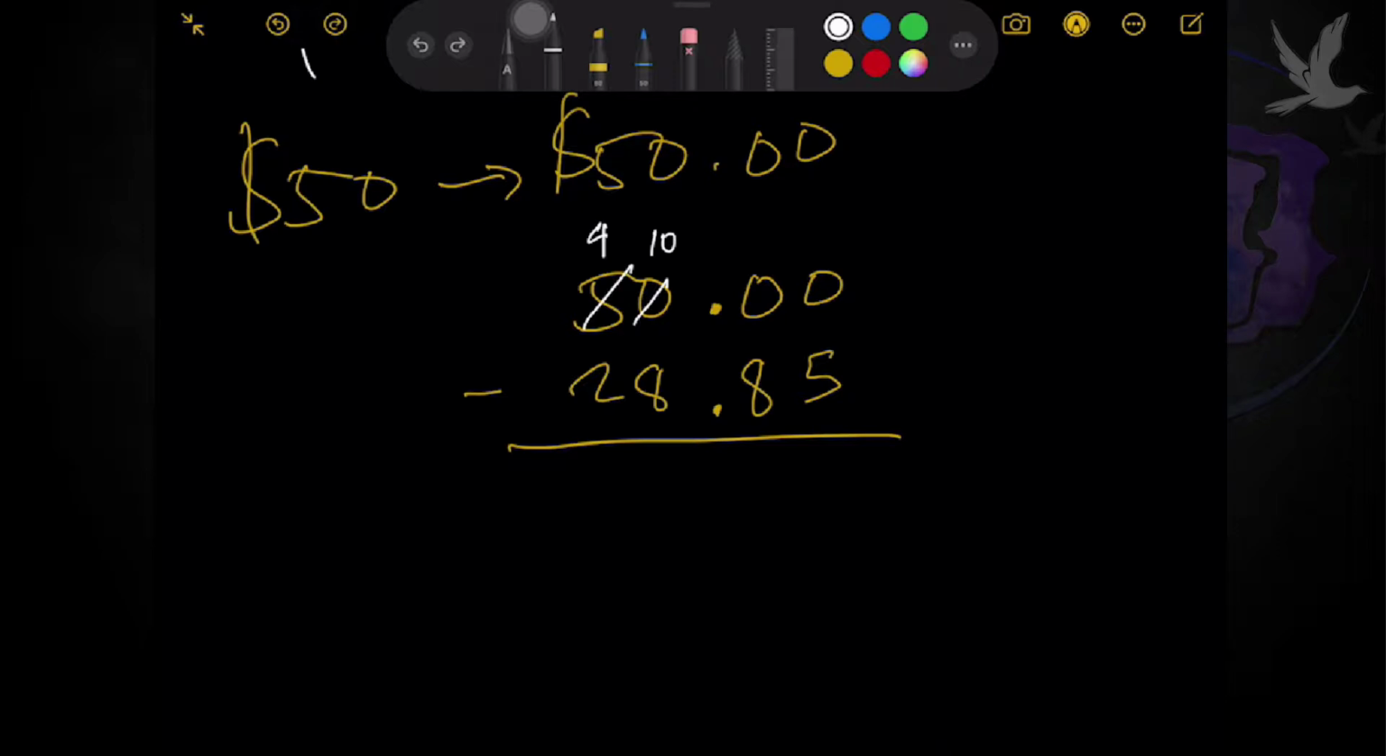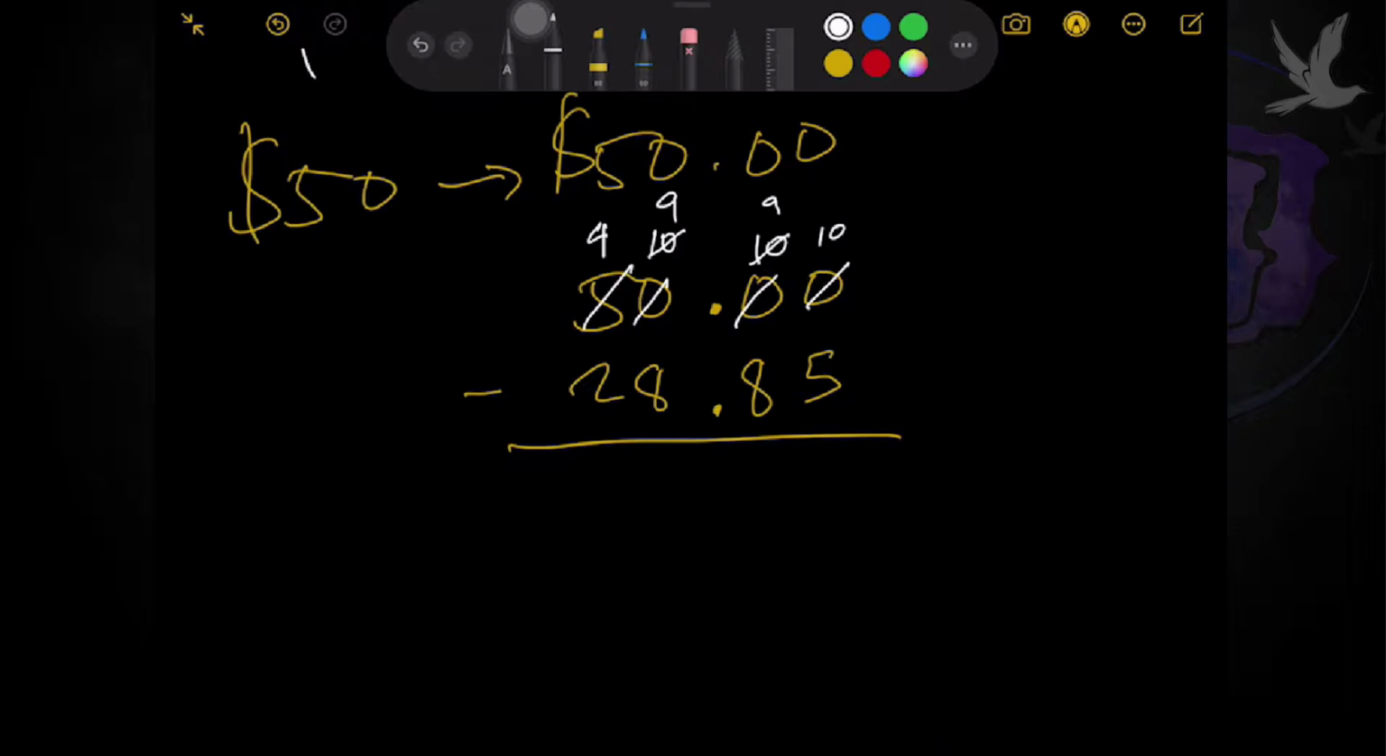Now, this 0 can now borrow from this number over here because it is no longer 0. So, borrow 1, this will become 9, and this will become 10. The same thing goes for this part over here, in which this becomes 9, and this becomes 10 as well. Then, from there, you can already subtract. We can now subtract.